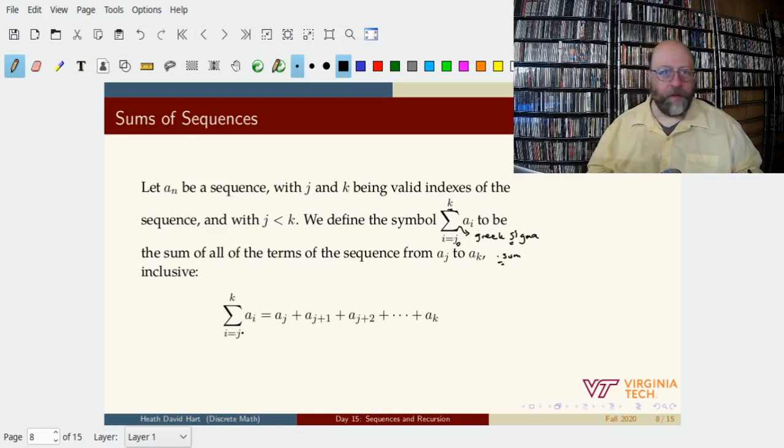So this is starting with the first term that's in the index, a sub j, and then we would add a sub j plus 1, and a sub j plus 2, and a sub j plus 3, all the way until we reach a sub k, and then we would stop there.